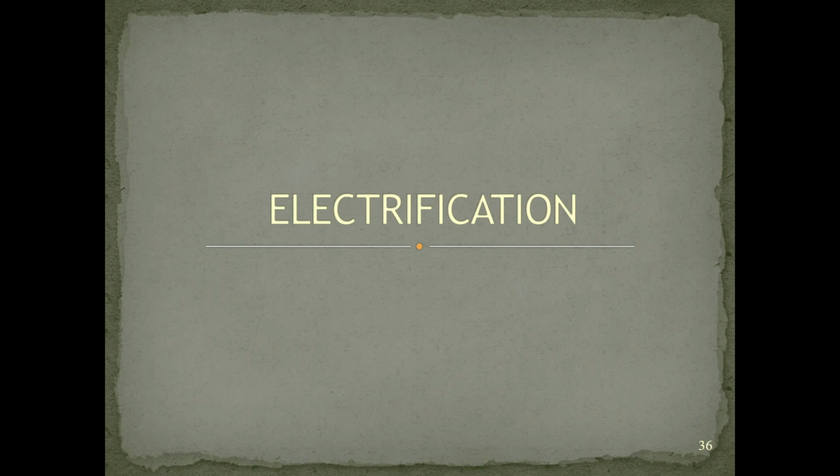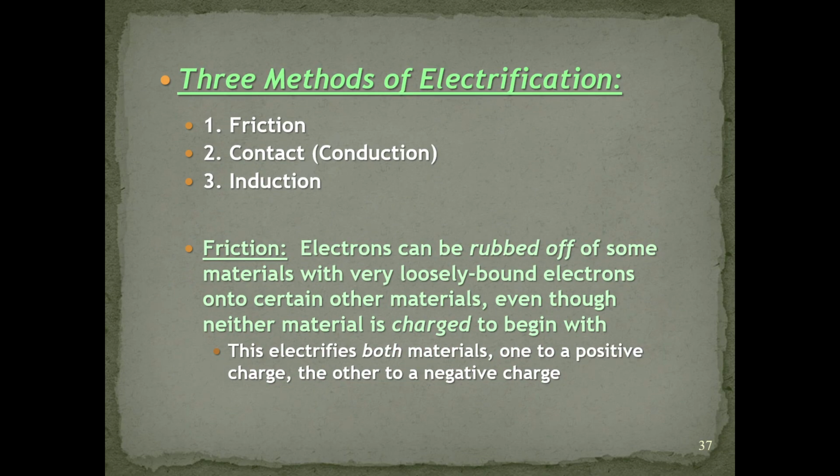Remember, we say an object, a material, is electrified anytime there's an excess or deficiency of electrons on the surface of a solid, or anytime there's a deficiency or gain of electrons in a liquid or a gas. We say the material is electrified. There are three ways you can electrify something.